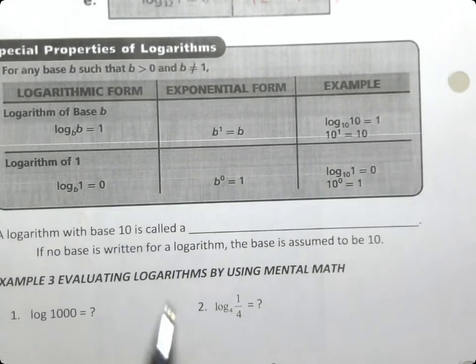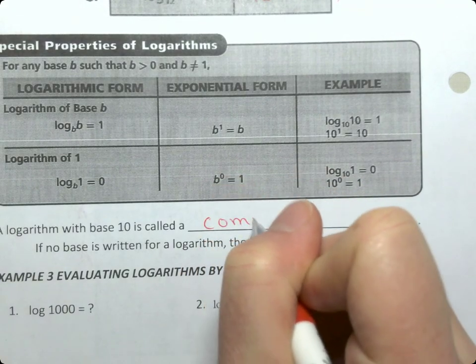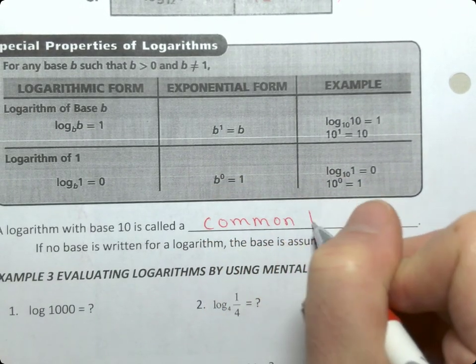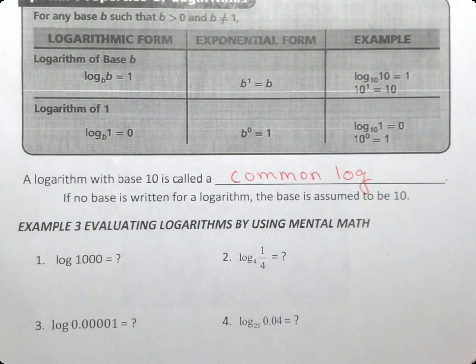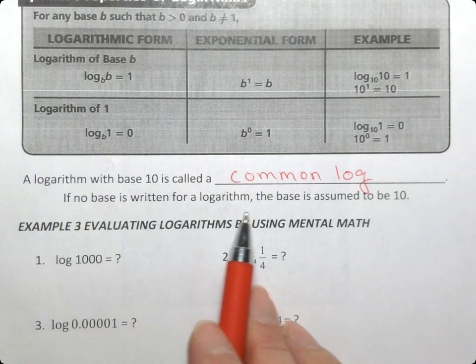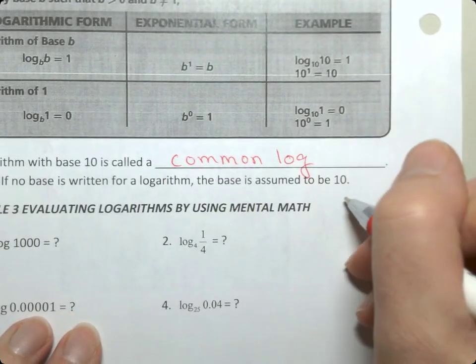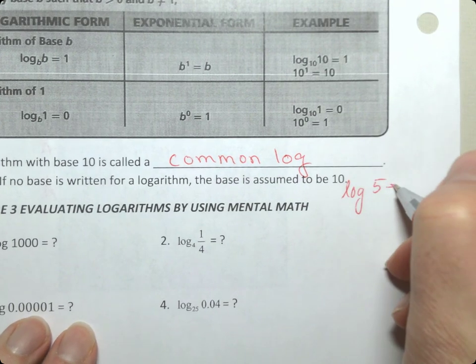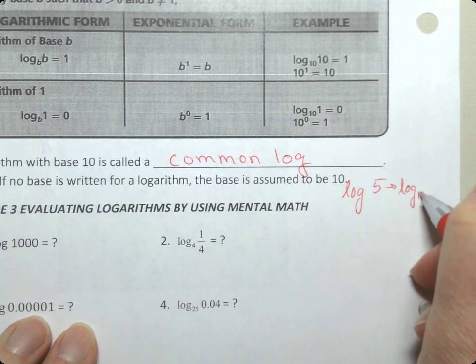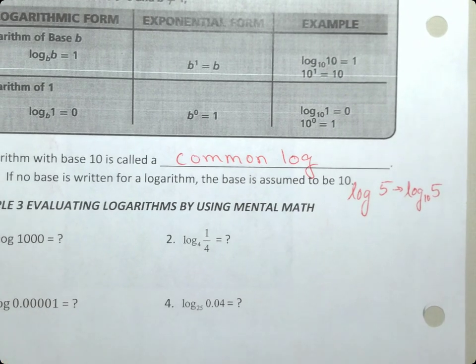Okay, now a logarithm with base 10 is called a common log. It is the most commonly used log. If no base is written for a logarithm, then the base is assumed to be a 10. So if I wrote you log 5, that is understood that it is log base 10 of 5. Okay, so if you just see log, then you understand it's base 10.